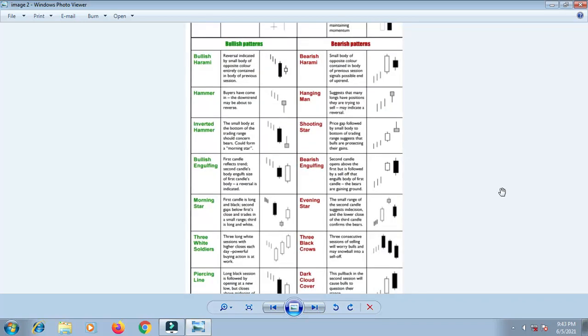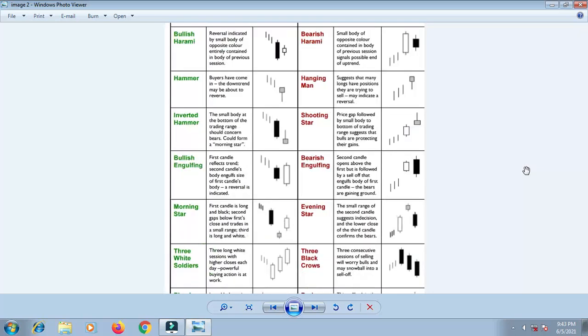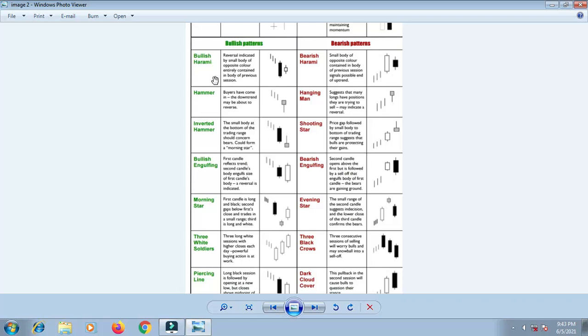Next we will be studying the different types of candlestick patterns that are available. Among the bullish candlestick patterns, there are the bullish harami, hammer, inverted hammer, bullish engulfing, morning star, three white soldiers and piercing line. And among the bearish patterns, there are the bearish harami, hanging man, shooting star, bearish engulfing, evening star, three black crows, and dark cloud cover.